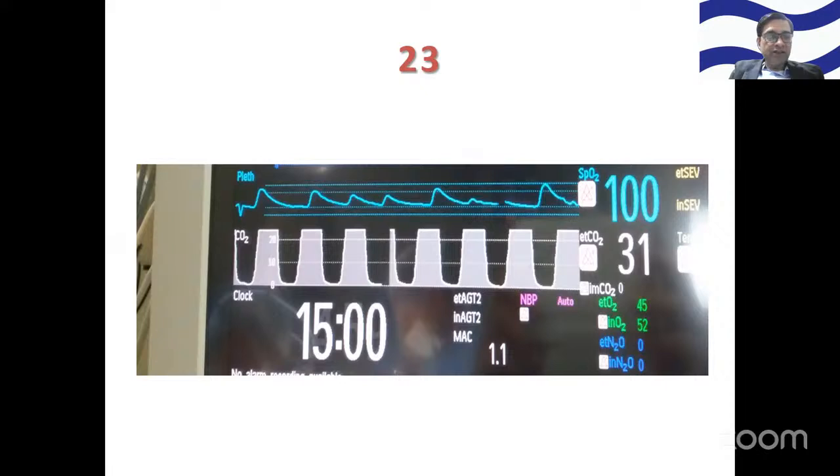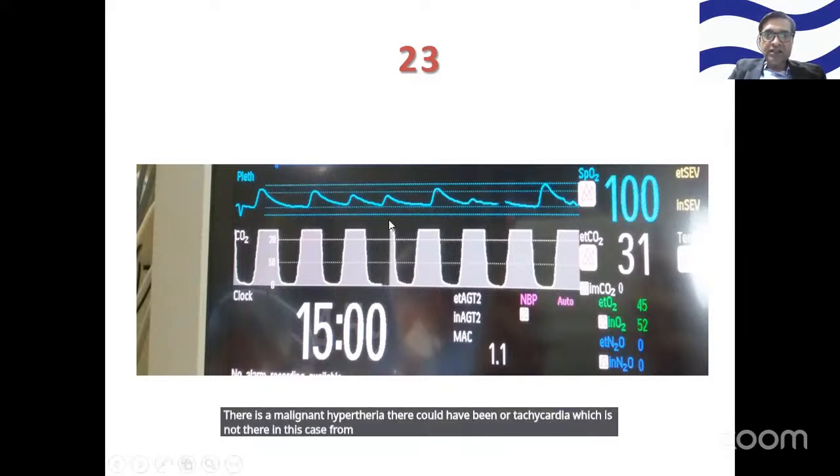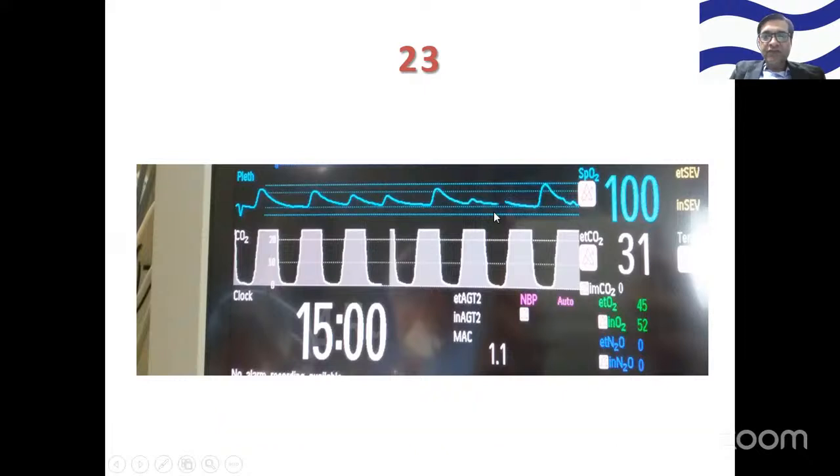Malignant hyperthermia. So there is a malignant hyperthermia. There could have been a tachycardia, which is not there in this case. From the SpO2 graph, I can say this. So this is nothing. This is just to play with your mind.